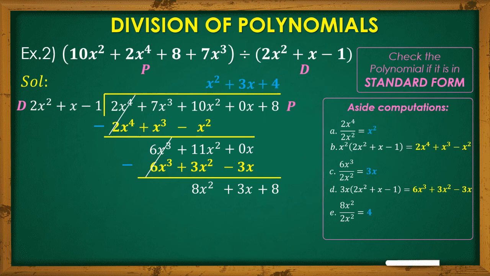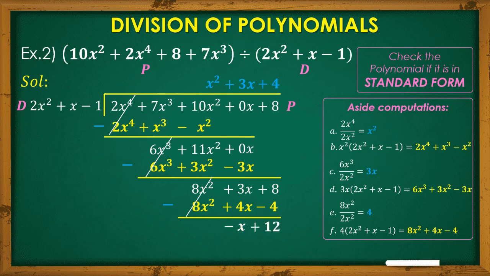Divide 8x squared by 2x squared, we get 4. Multiply 4 to the divisor, we get 8x squared plus 4x minus 4. Then by subtraction, cancel out the leading term. 3 minus 4 is negative 1. 8 minus negative 4 is positive 12. Observe na mas mababa na yung degree ni negative x compared kay 2x squared sa divisor. Ibig sabihin, we're done. Hindi na tayo magpapatuloy. This will be your remainder, and this will be your quotient.